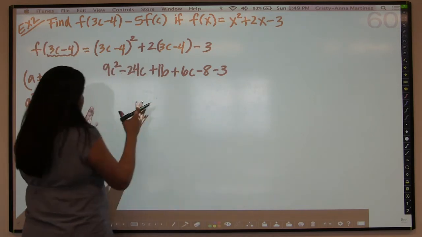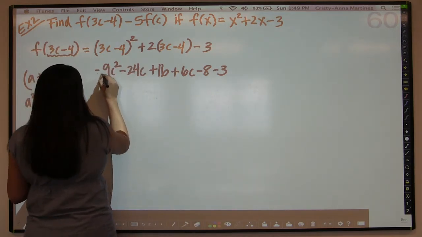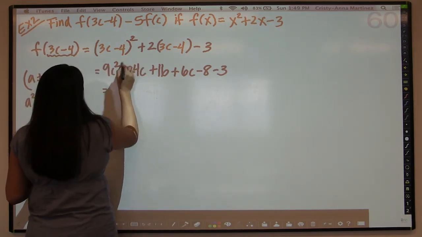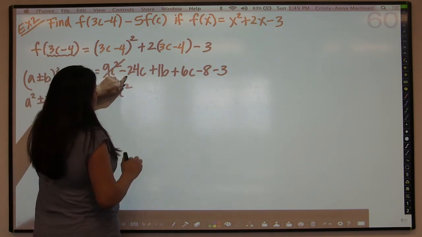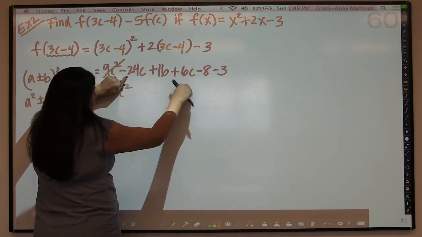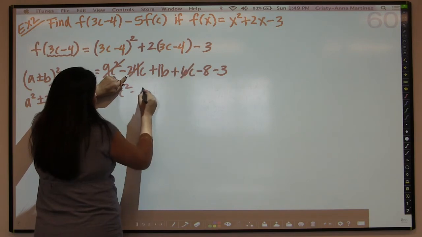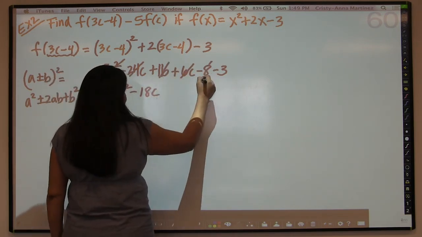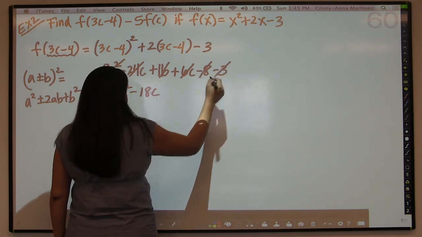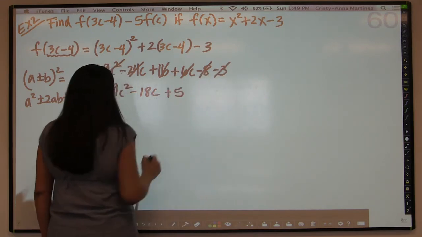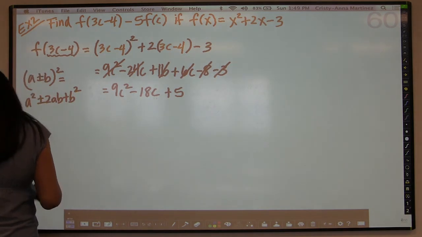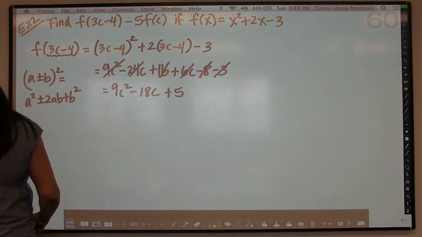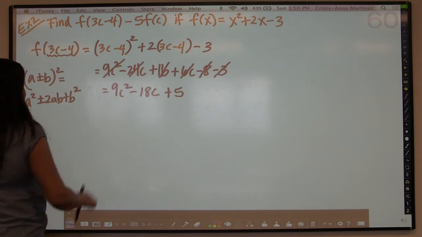And now we want to simplify all that, so we're going to get 9c squared. We have negative 24c plus 6c, so that's going to give us negative 18c. And then we have 16 minus 8, which is 8, and 8 minus 3, which is 5. So right now what we know is that f of 3c minus 4 is equivalent to 9c squared minus 18c plus 5. That's just this part.